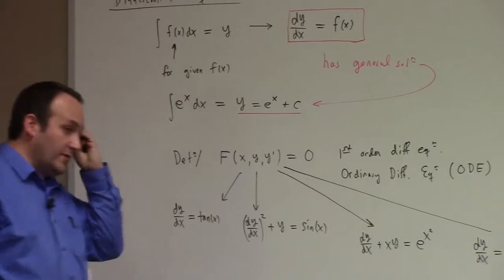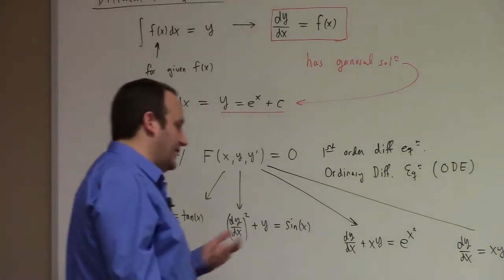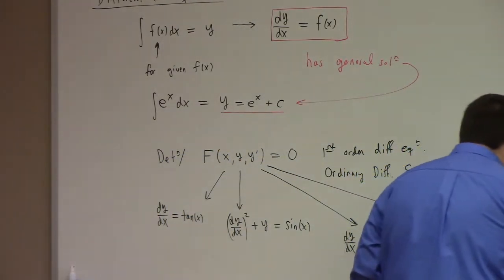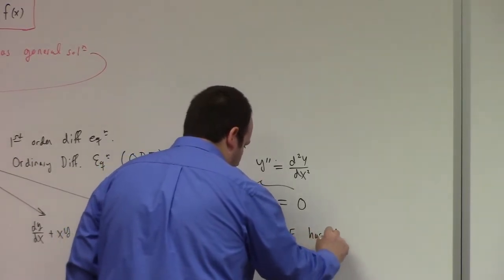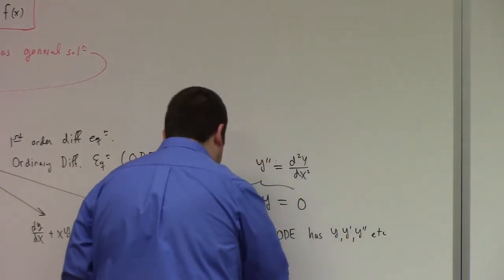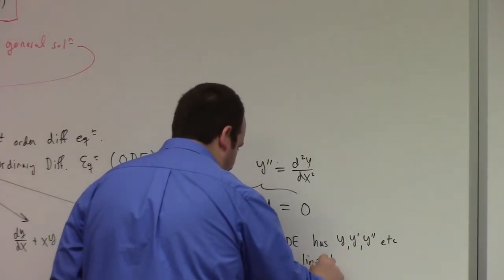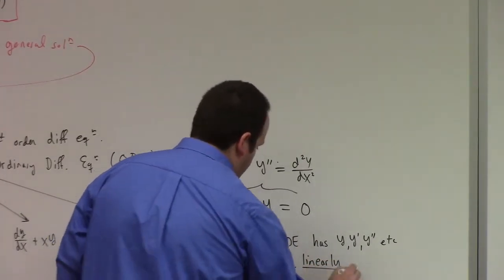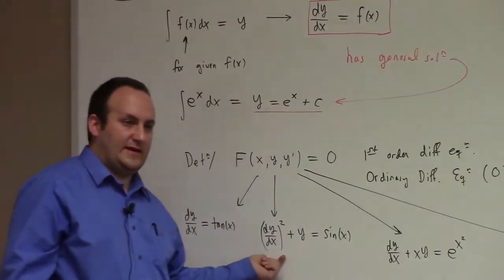Now, all the differential equations I wrote here are linear except for one. A differential equation is said to be a linear differential equation if y and y prime and higher derivatives appear linearly. So a linear ODE has y prime, etc. appearing linearly. What do I mean by appearing linearly? That's kind of an intuitive term. But what I mean by that is that you don't have terms like dy dx squared, right?